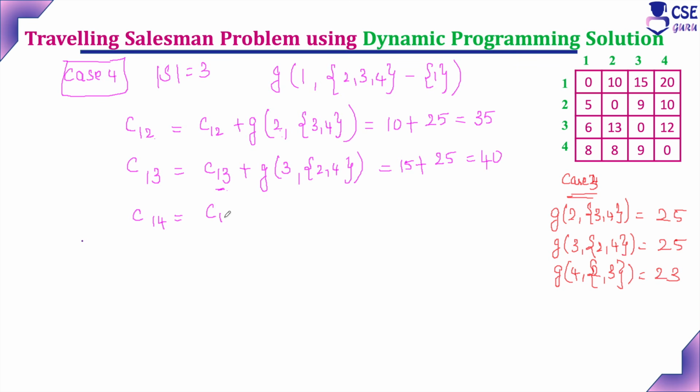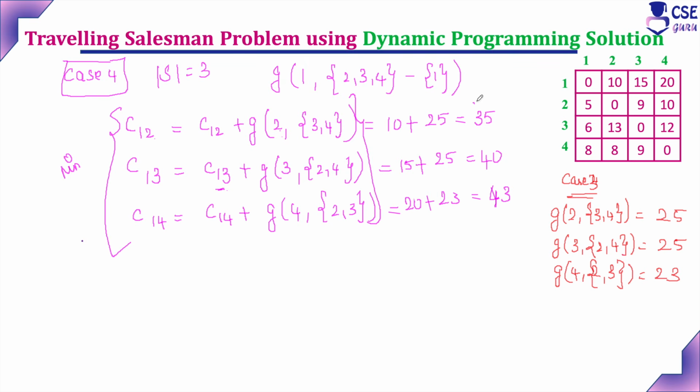Next, this is C14 plus G of 4, you are visiting 4. The remaining cities will be 2 and 3. Okay. So C1 to 4, cost is 20 plus G of 4, 2, 3, cost is 23. 43. So among these three costs, which one is minimum you need to consider? So minimum cost is nothing but 35.